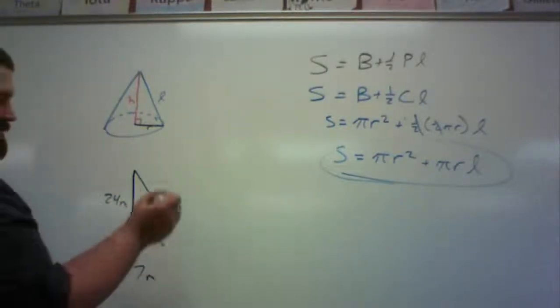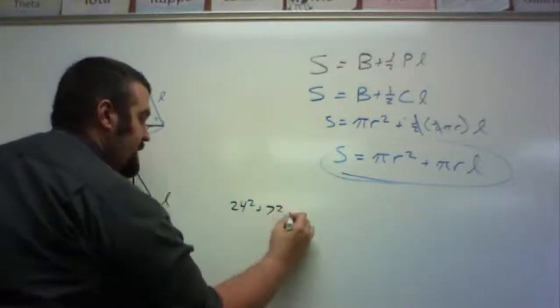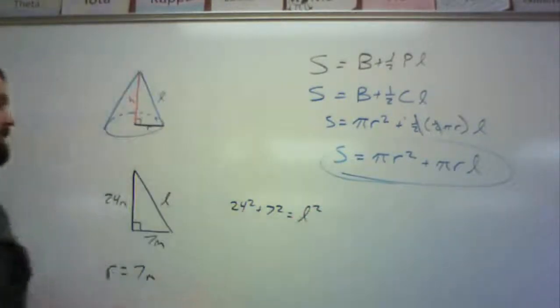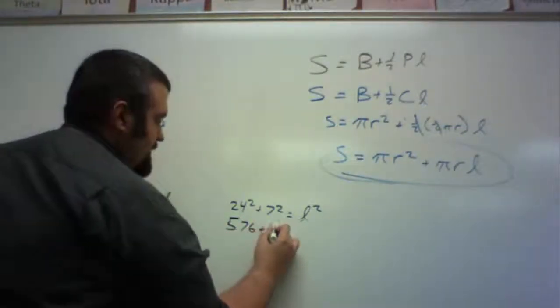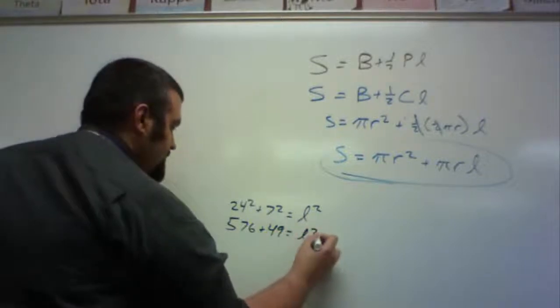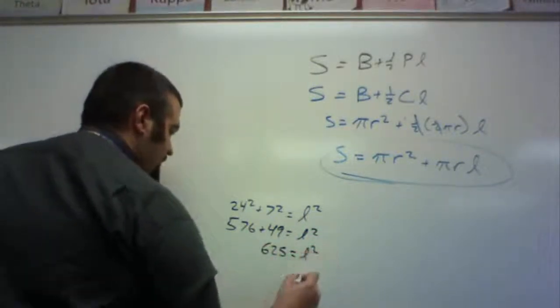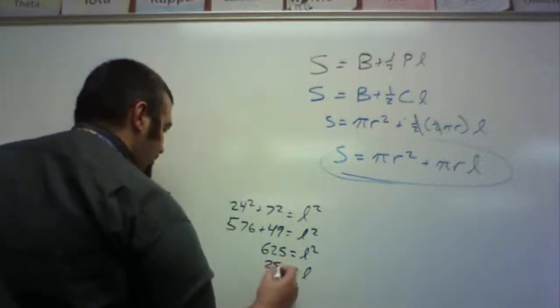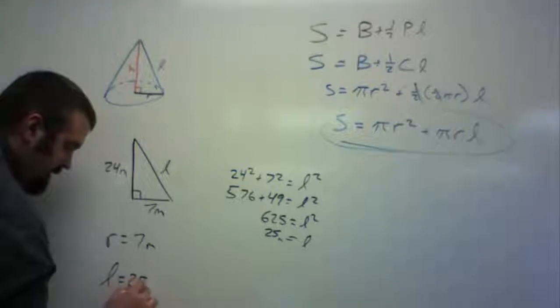A squared plus B squared equals C squared. So 24 squared plus 7 squared equals L squared. I believe 24 squared is 576. 7 squared is 49, and that's L squared. Those two add together to be 625. So L is 25 meters. So I have L is 25 meters.